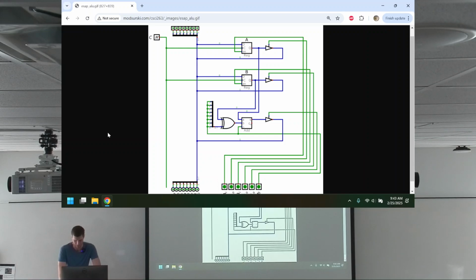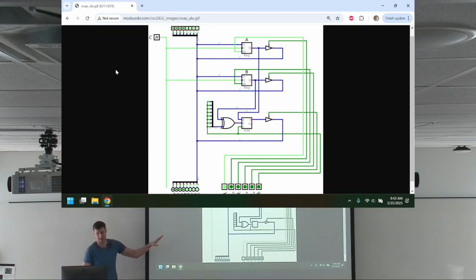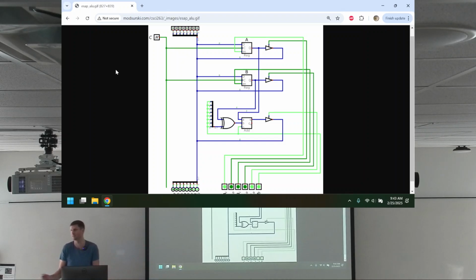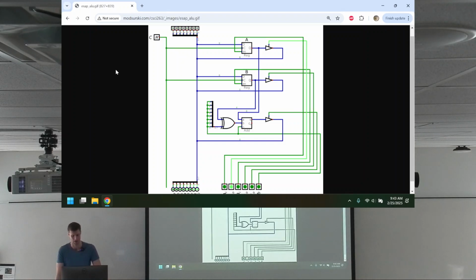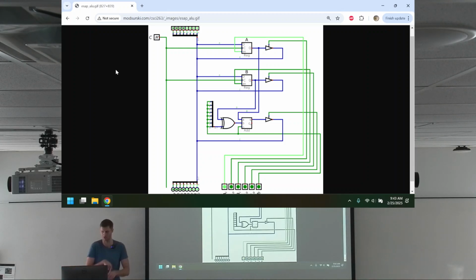Yeah, the GIF. Cool. And remember, by the way, this design is on the GitHub page. You can download it and play with it yourself. By all means, you're encouraged to do so. We did play with it ourselves as well in class last time. We were manipulating the control signals.